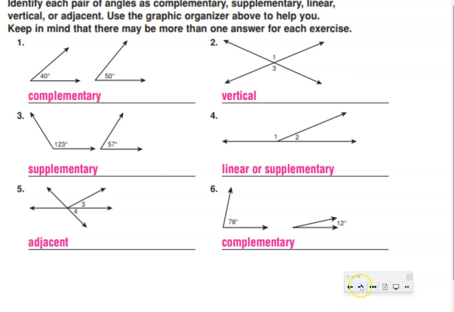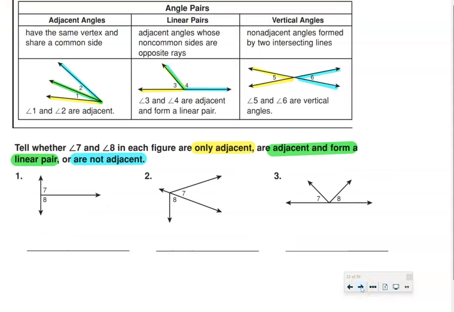All right, let's take a look at a few more examples. Again, adjacent angles. This one, angle 1 and angle 2. Notice how they share a common side. It's marked green. Adjacent angles.